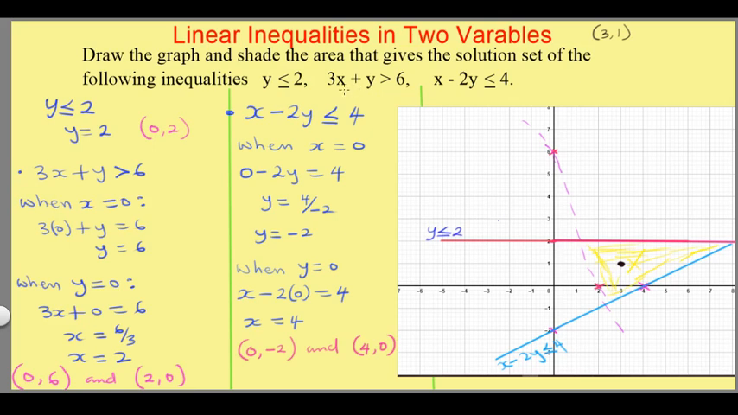For the second one, put x to be 3 and y to be 1. 3 times 3, 9, plus 1, 10. Is 10 not greater than 6? Yes, it is. So that is also satisfied. For the third one, 3 minus 2 times 1, which is 2. That is 3 minus 2, we have 1. Is 1 not less than or equals to 4? Yes, it is. You can see that this point satisfies the 3 inequalities at the same time.